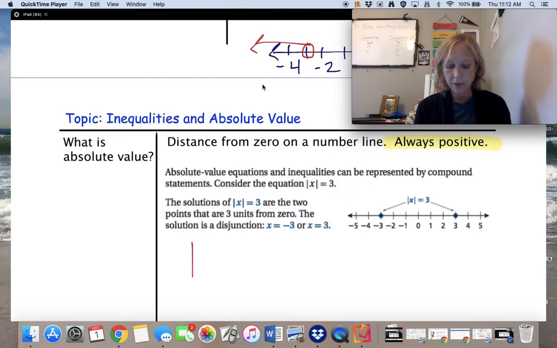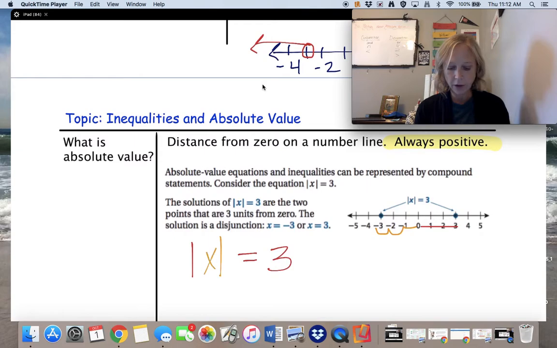Okay, so I have the absolute value of 3. What does that equal to? Okay, that equals 3. The distance is 3 from 0. I can see that 1, 2, 3. But I could also go through the other way. I could say the distance is 3 to the left. 1, 2, 3. So in this case, and I'm sorry, I should have put an X there.